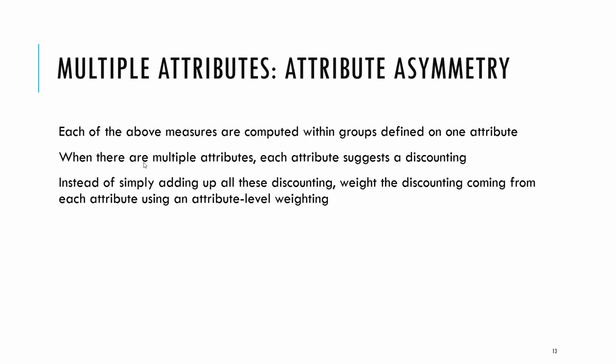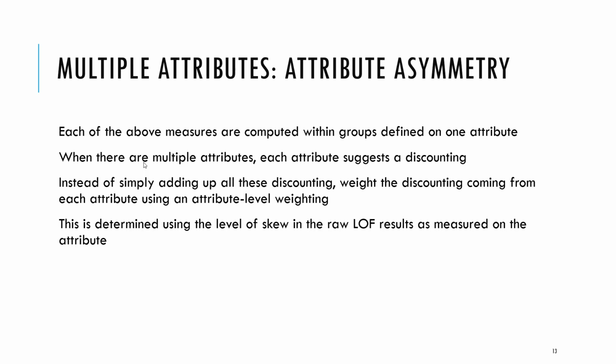So what we do is we weigh the attributes appropriately, and we weight the discounting coming from each attribute using an attribute level weighting. And the attribute level weighting is determined using the level of skew in the raw LOF results as measured on the attribute. So let us say that you're taking gender and you have 50-50 representation in the population, and it appears that you have 50-50 representation among the outliers in the raw LOF results. So you don't do much discounting.